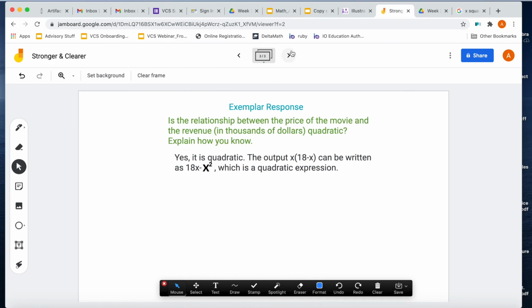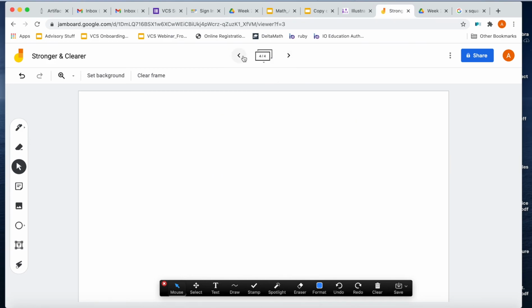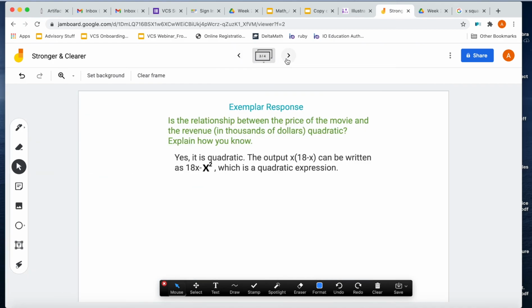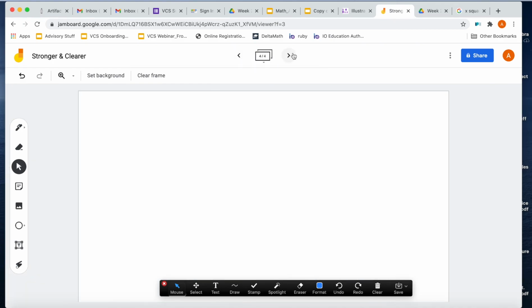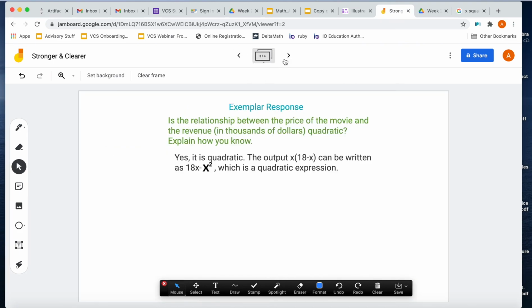You might even provide a Jamboard space for students to rewrite their explanations. So there's unlimited Jamboard pages. You can prompt students to just go on a page and rewrite their explanation. And this is all depending on how much time you have to execute this closing routine. So in summary, stronger and clearer is a way for students to really practice and learn how to make their own explanations stronger and clearer by reviewing the explanations of their peers.